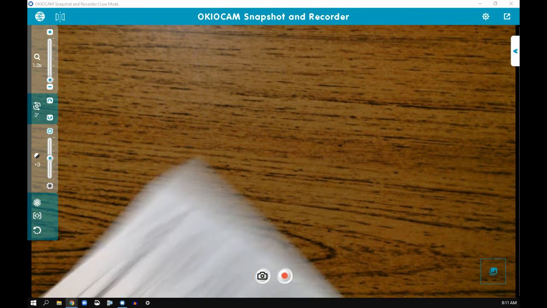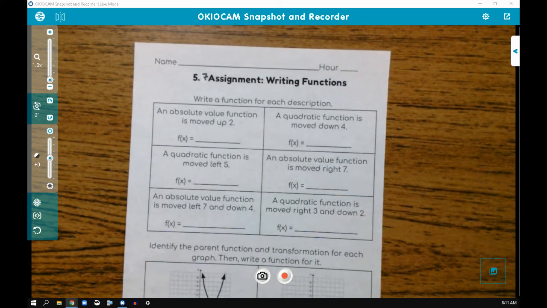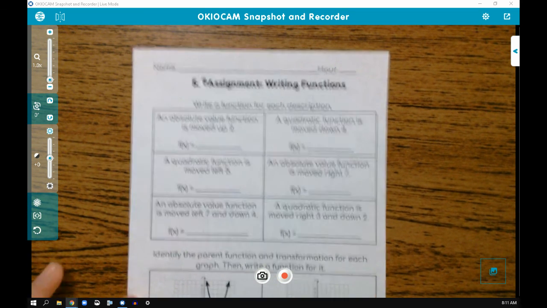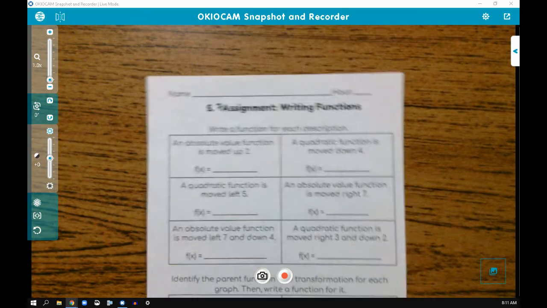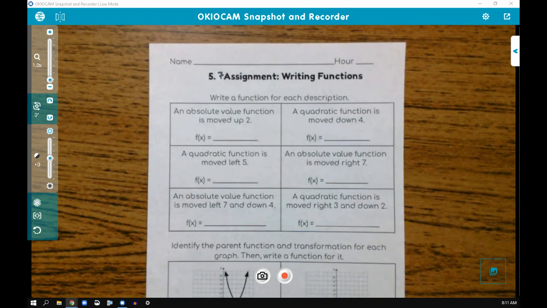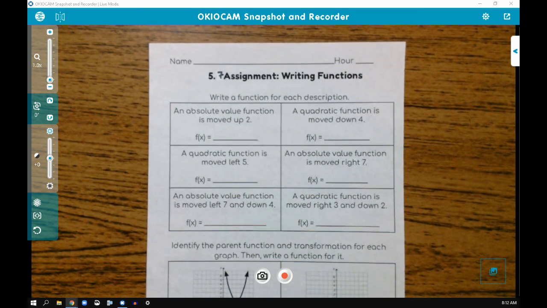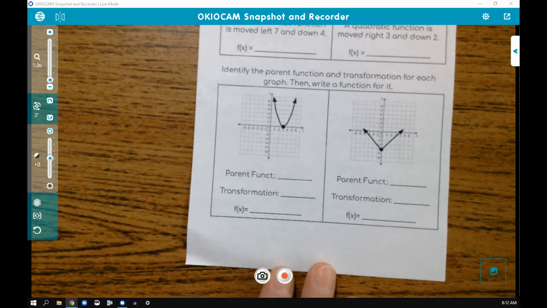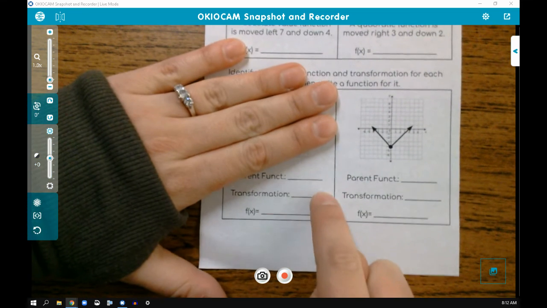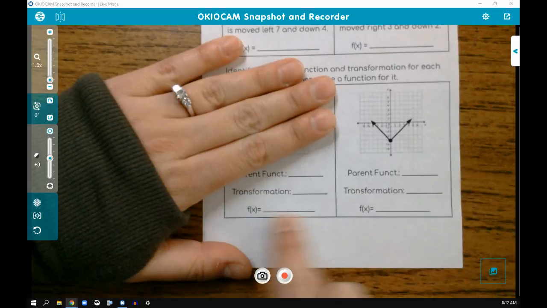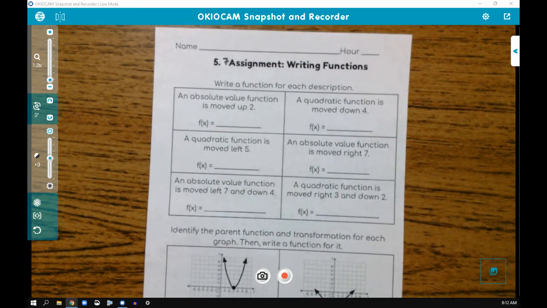Thanks. Alright, so look at this assignment. Okay, the first 6 problems, because we could only fit 6 graphs on there. The first 6 problems, we just give you a description. So if it says an absolute value function, you use your absolute value. If it says a quadratic, that's x squared. And then it tells you whether it's moved up, down, left, or right. So instead of you having the graph and filling out these blanks yourself, these blanks are already given to you and you fill out the last one yourself. So I just wanted to point that out.